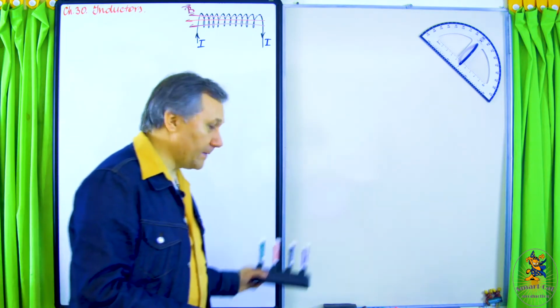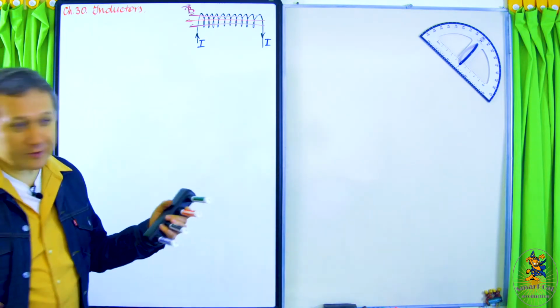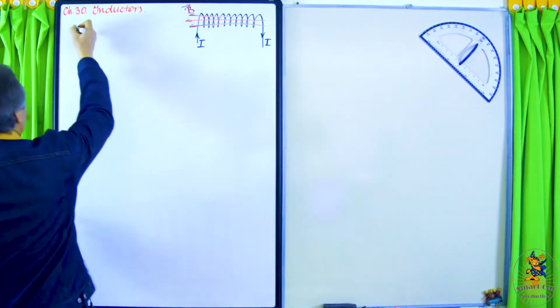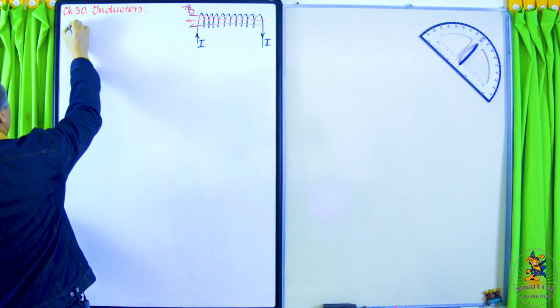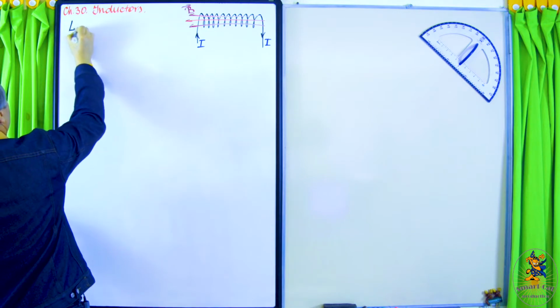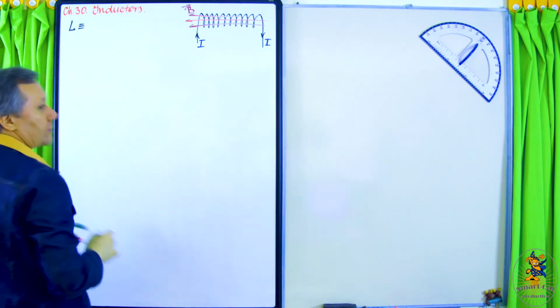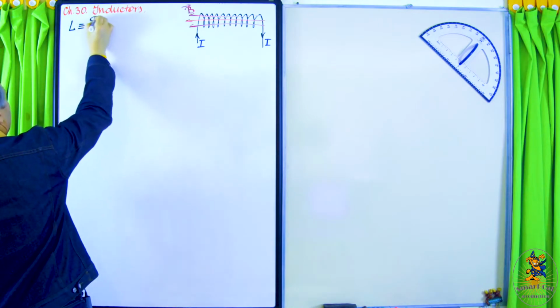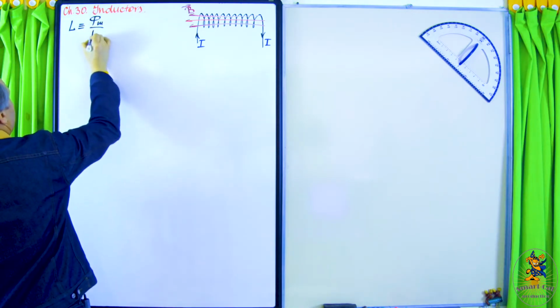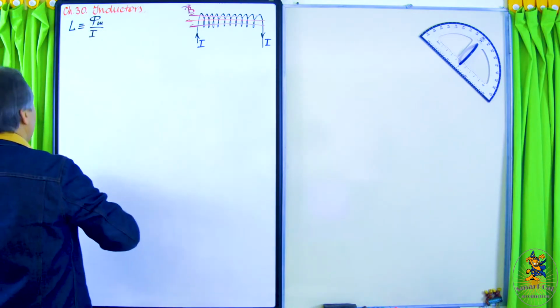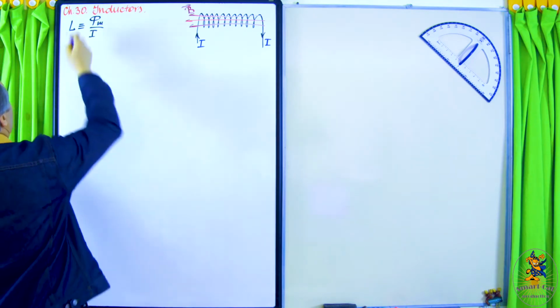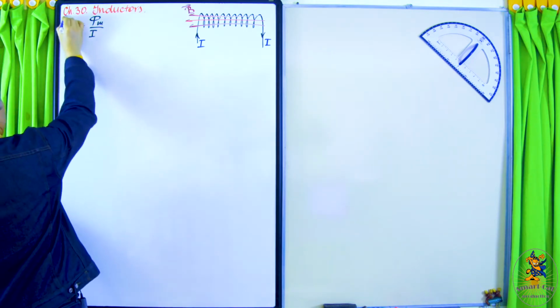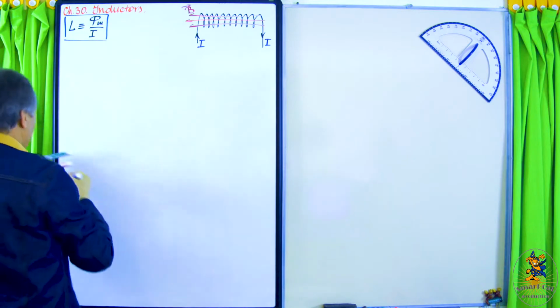Inductance sounds cool enough, right? So as a result, we can introduce inductance as L. L equals, by definition, the total flux divided by the current. So that's how inductance is introduced. Okay, let me frame it because it's a definition.